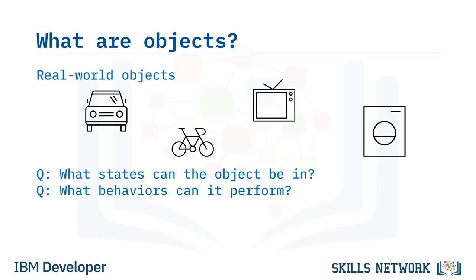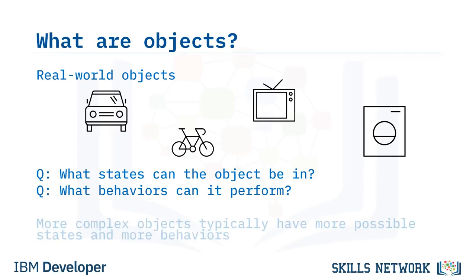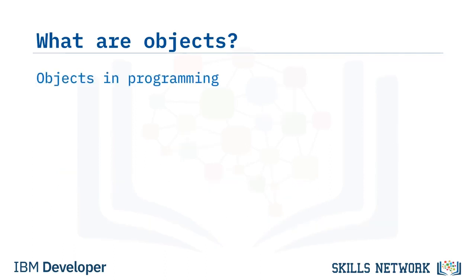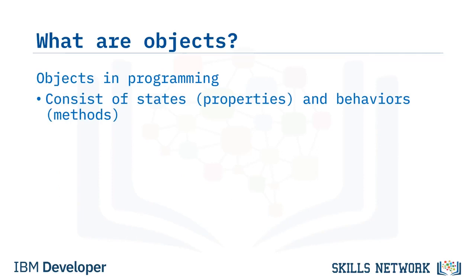When you think about your answers to these questions, you will find that the answers vary across the objects. More complex objects will typically have more potential states they can be in, and will be able to perform more behaviors. In programming, a software object is similar to a real-world object, conceptually speaking, in that they too consist of states or properties and behaviors or methods.